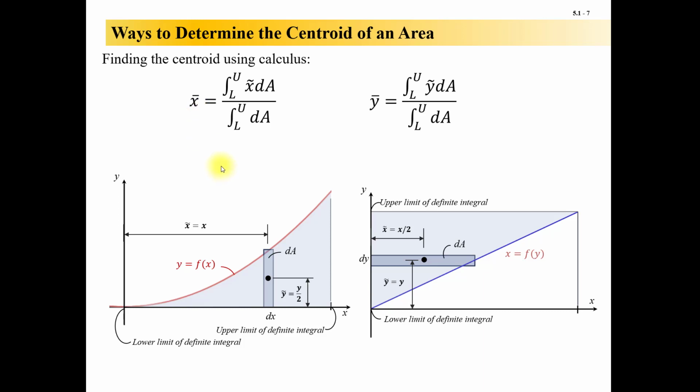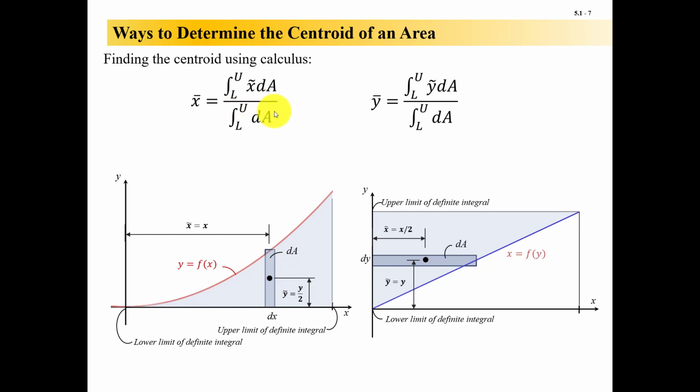X bar, the x location, the x dimension from the origin, from 0, 0 out to the centroid of this shaded area, is going to be equal to the definite integral from the lower bound to the upper bound. Sometimes that's from 0 to something. Sometimes it doesn't start at 0. It's just from your lower bound to your upper bound of x tilde dA. So x tilde, remember, is the centroid of your differential element. And then that's divided by the definite integral from the lower bound to the upper bound of dA. And this one is actually just the area under the curve. This is like the first integral you ever did in calculus, and that bottom one's pretty easy.